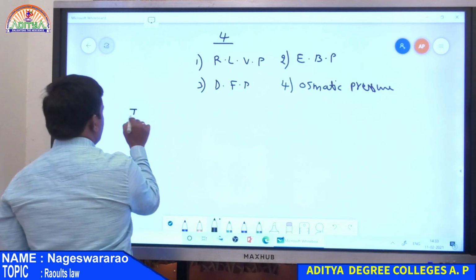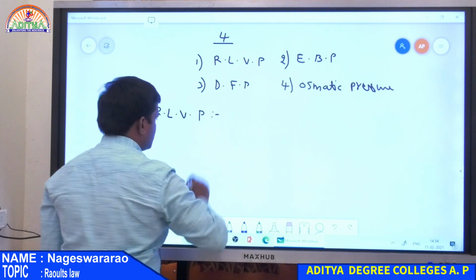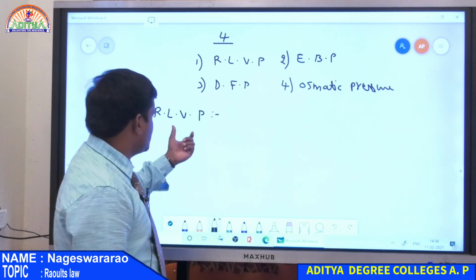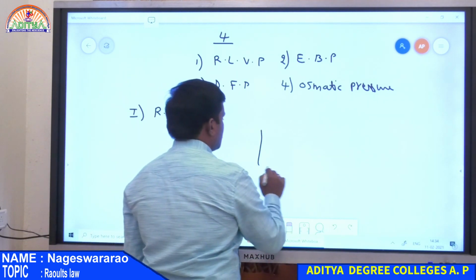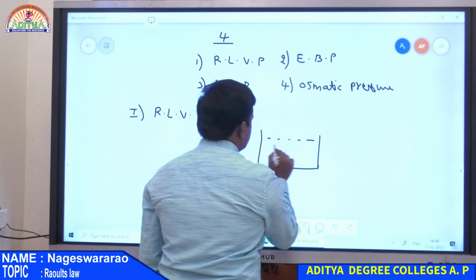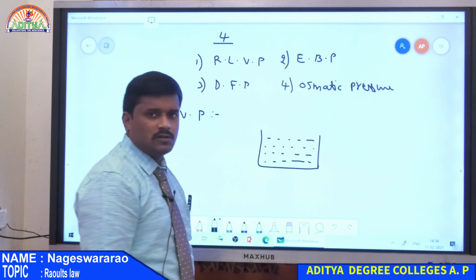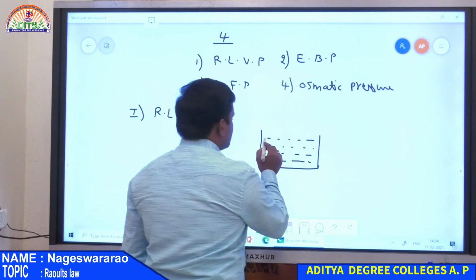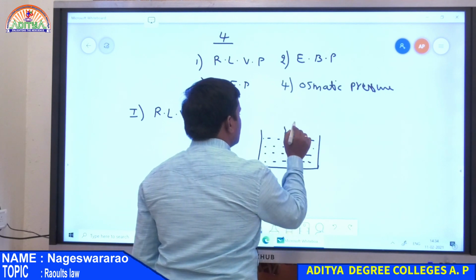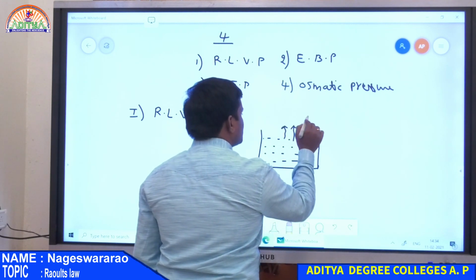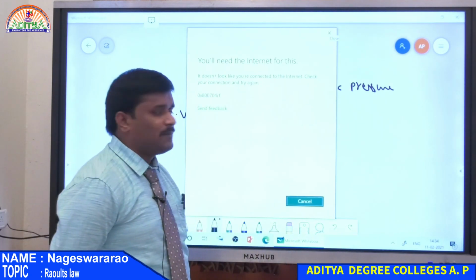The first one is RLVP, relative lowering of vapor pressure. First of all, what is vapor pressure? Suppose this is a solution, and this is the substance present at the surface. This surface develops a pressure with the atmosphere. That pressure is known as vapor pressure.